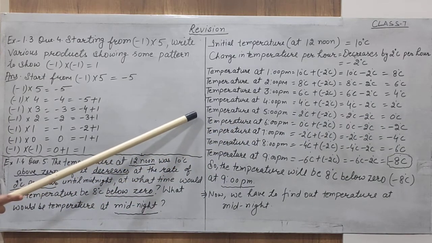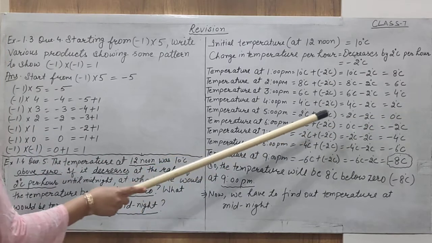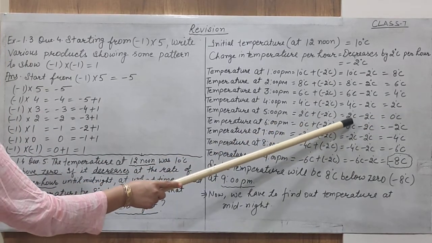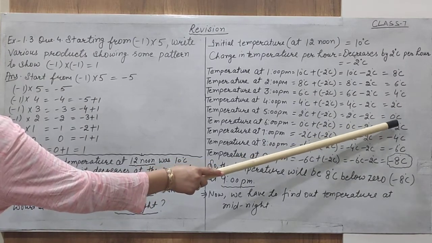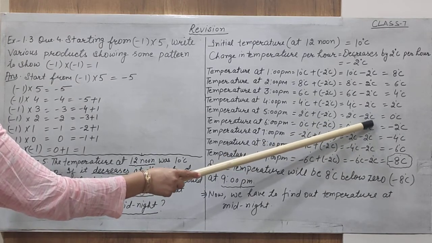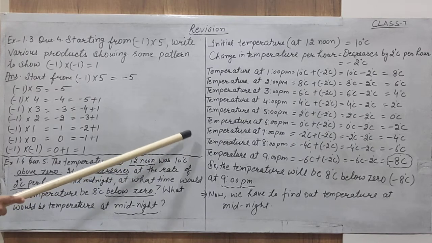Next, the temperature at 5 pm, start from 2 degrees Celsius plus a decrease of 2 degrees Celsius, plus 2 minus 2, result is 0 degrees Celsius. One is a positive integer and the second is a negative integer with the same number, so result is 0 degrees Celsius.